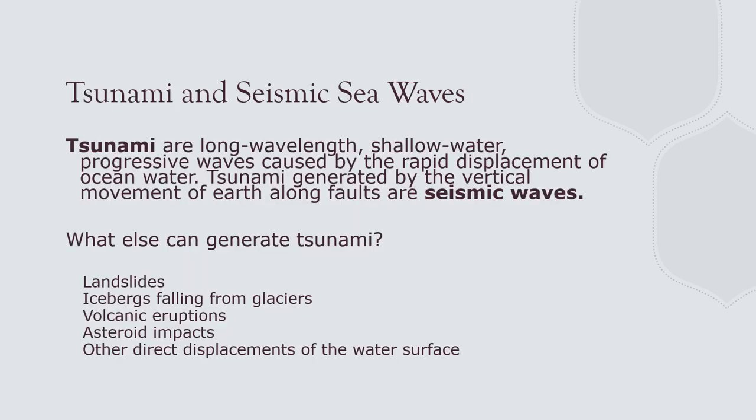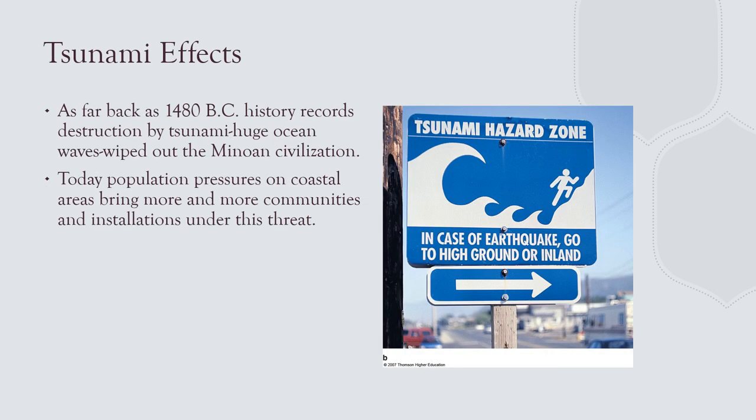The last type of waves are the tsunamis, the seismic sea waves. They are generated by landslides, icebergs, volcanic earthquakes, asteroid impacts, things along those lines. You have to have deep water for them to really impact shore because they have a very long wavelength. When they enter shallow water, that wavelength can turn into a 100-foot amplitude or more. They have destroyed civilization. The Minoan civilization was wiped out by tsunamis.